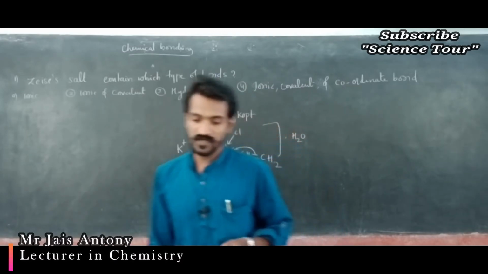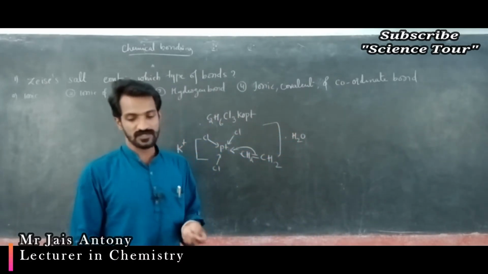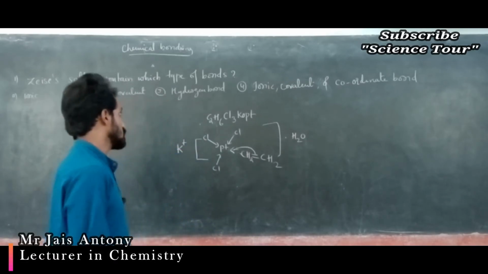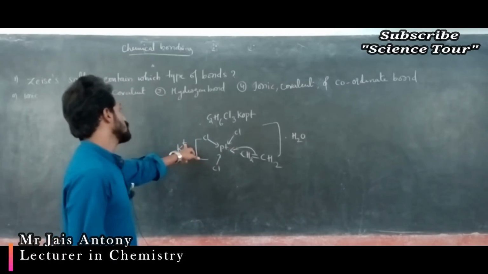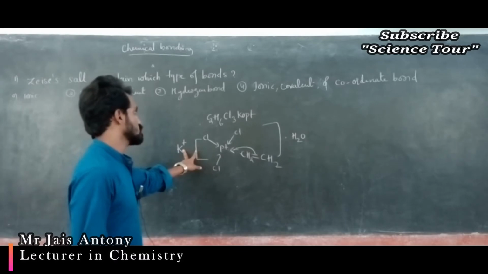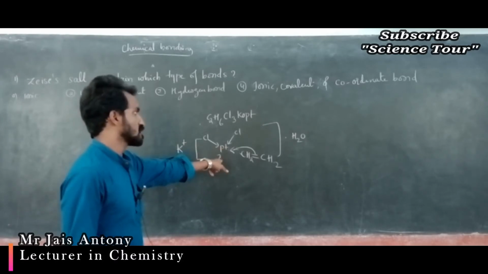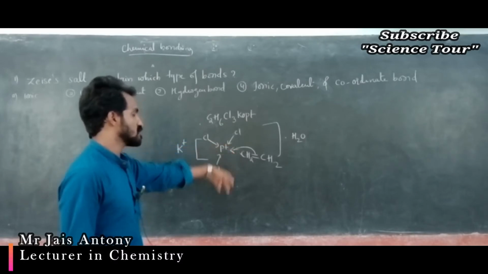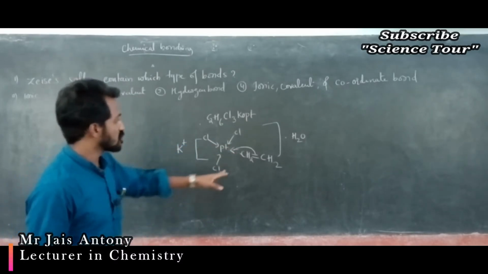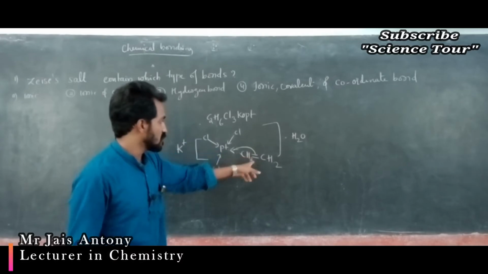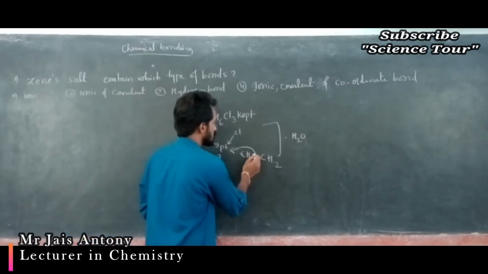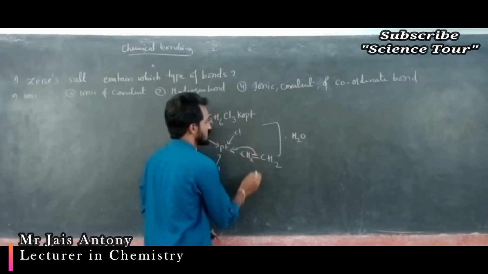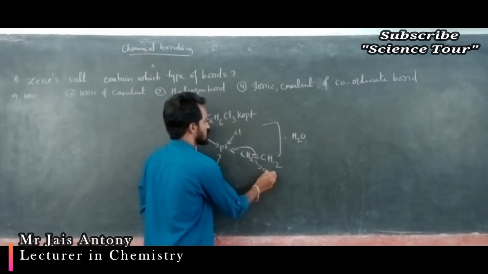So this is about Zeise's salt, my dear students. In this Zeise's salt, this is the potassium ionic bond formation. Potassium forms an ionic bond with this particular ion, and at the same time these are coordinate bonds. Chloride forms coordinate bonds with the platinum. Also the ethylene forms a coordinate bond, but within the ethylene molecule this bond is a covalent bond.